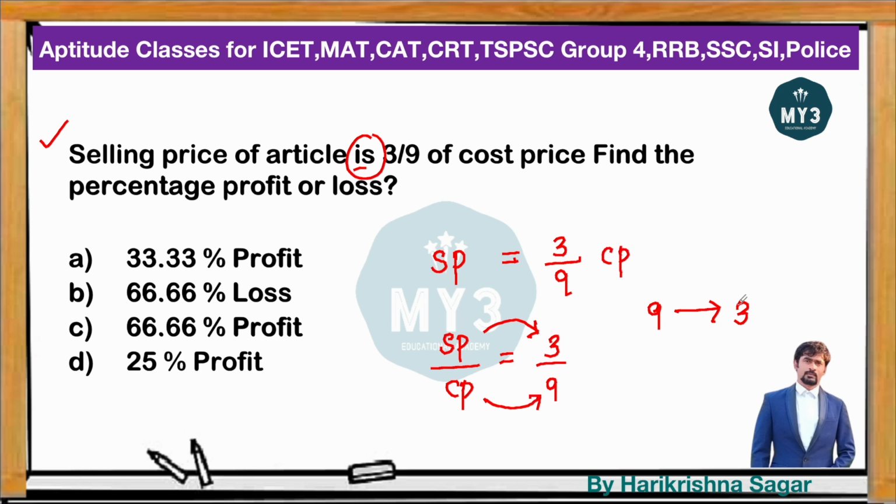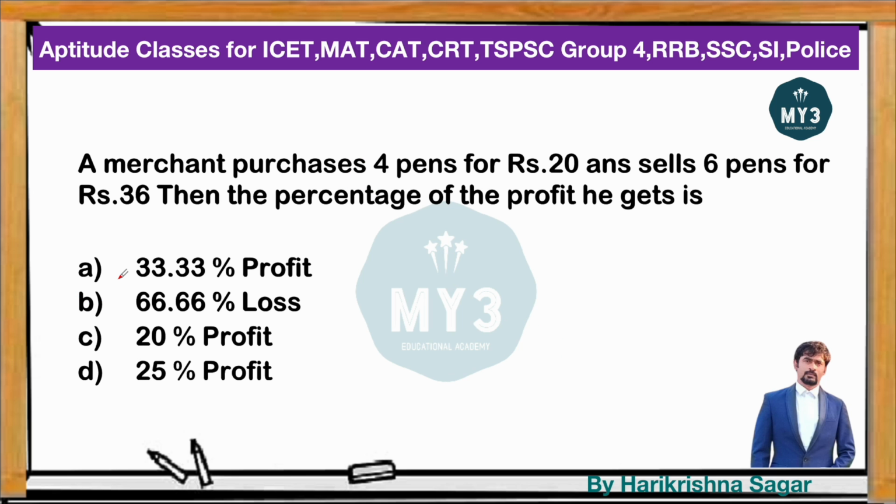What is the percentage profit or loss? Always start with the cost price. Cost price is the base value. 9 become 3 means on top of 9 there is a decrease of 6. We can comfortably write this as 2 by 3. 1 by 3 is 33.33, 2 by 3 is 66.66 percentage. This down arrow indicates loss. Mark the answer 66.66 percentage loss. Hope you are able to understand.